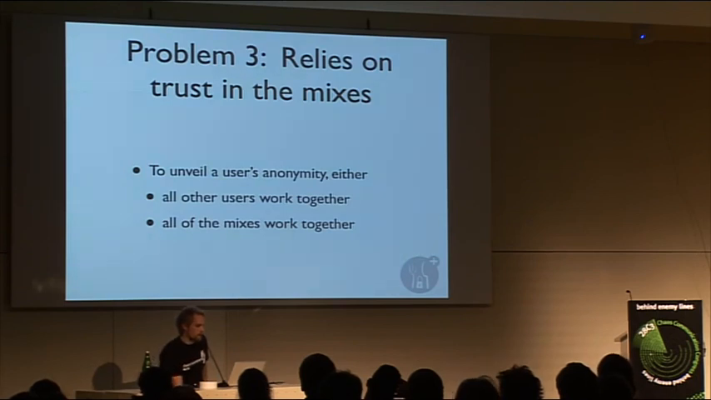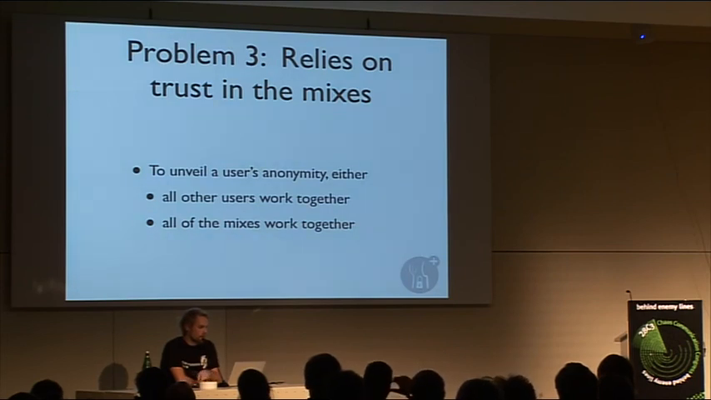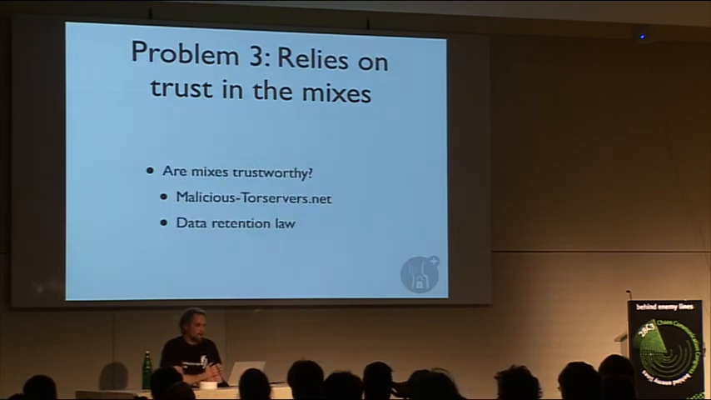And now I come to the biggest problem. The trust relies in the mixes. Normally you have a path through 3 mixes, and you have to trust at least one of them. In general, the anonymity can be unveiled either if all the other users of the anonymity service work together, or if all the mixes work together. Now the question is, are the mixes trustworthy?